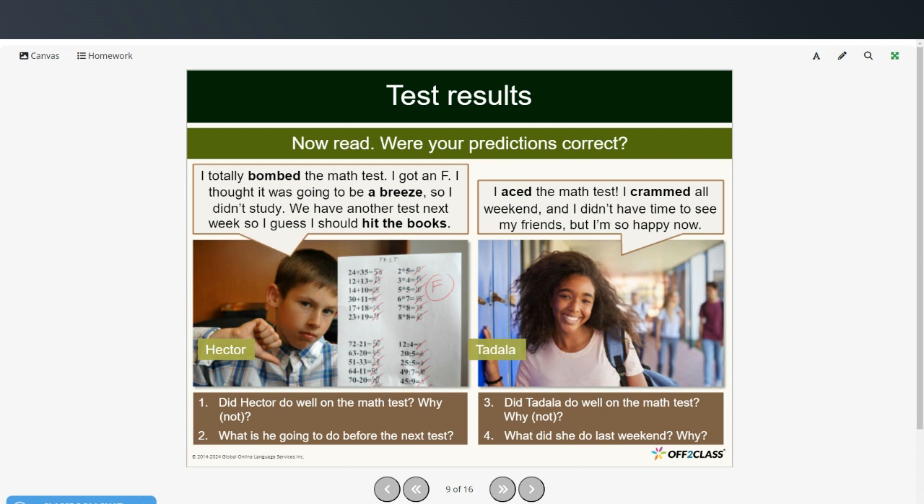Okay, and then Tadala says, I aced the math test. I crammed all weekend, but I didn't have time to see my friends. But I'm so happy now.